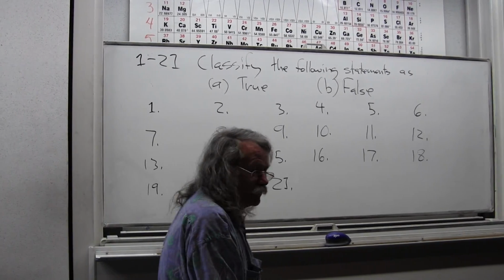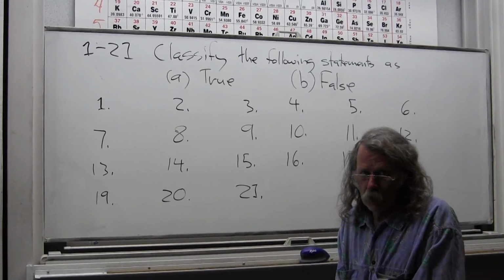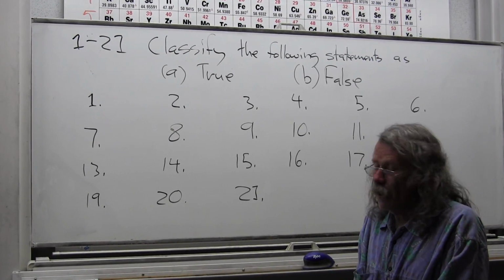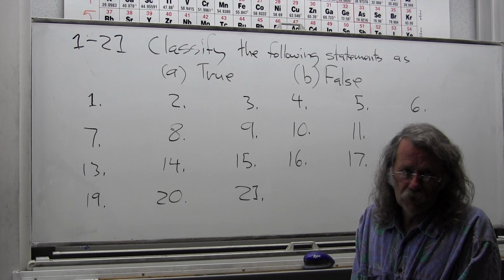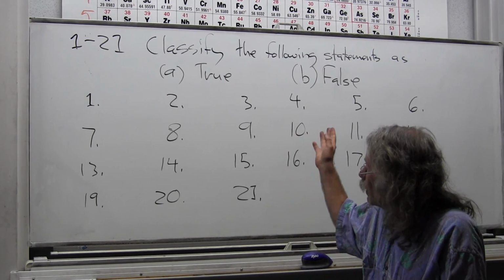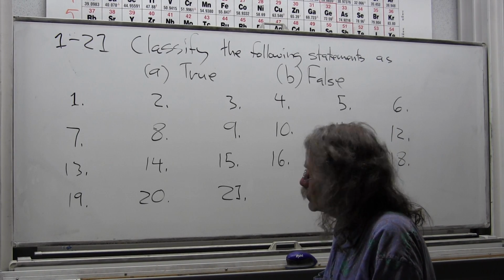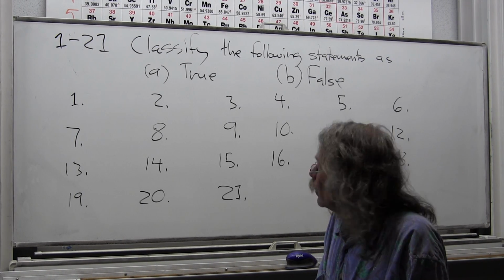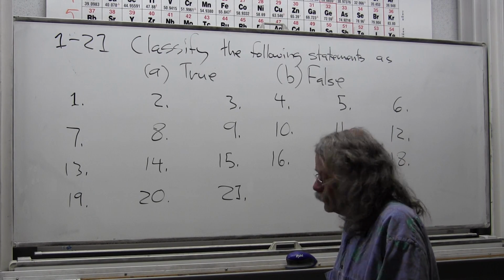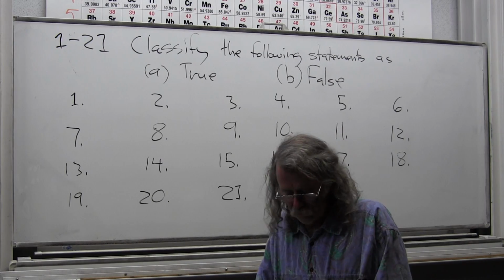This is practice midterm number 3, problems 1 through 21. This is in the comprehensive part of the test. This is going to be the Scantron part of the test where you fill in the bubble. And so the first 21 questions are all true, false. Classify the following statements as true, A, or false, B.